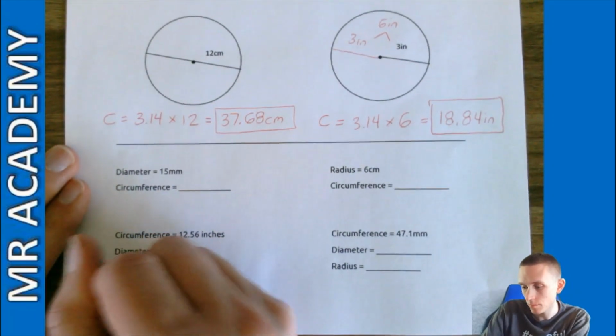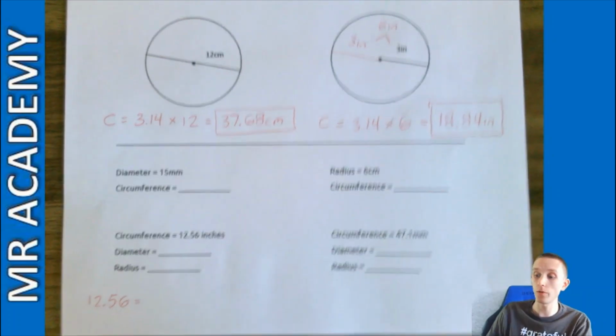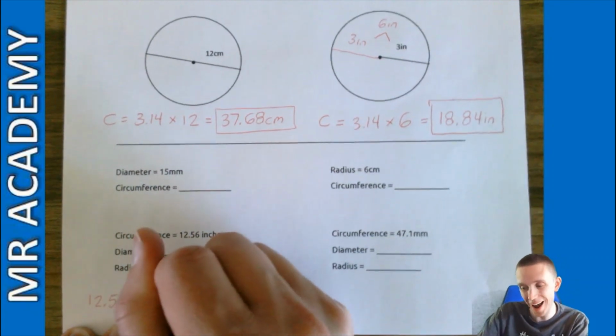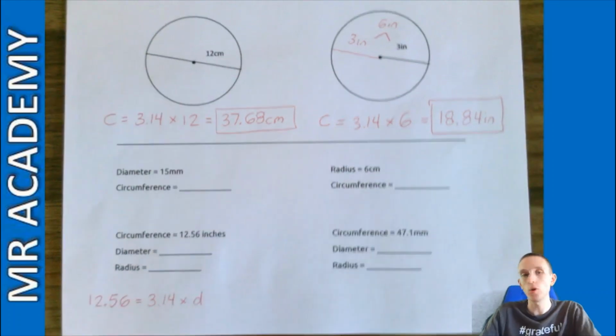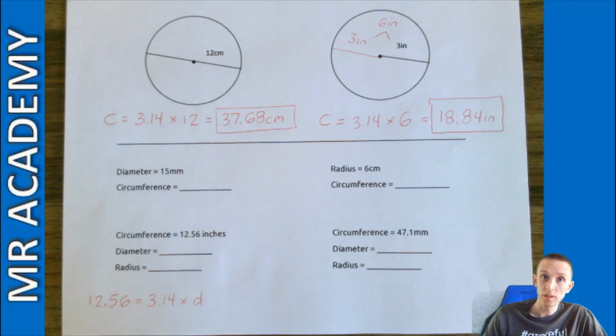12.56. If I have 12.56 as my circumference, I still know that pi is 3.14, but I don't know what the diameter is. I have no idea what that is yet. So how do I figure that out? Well, this is something called algebra. If you've ever done algebra before, that's all we have to do, okay? We're just trying to solve for something that we don't know. So we're going to have to undo some things that are being done.